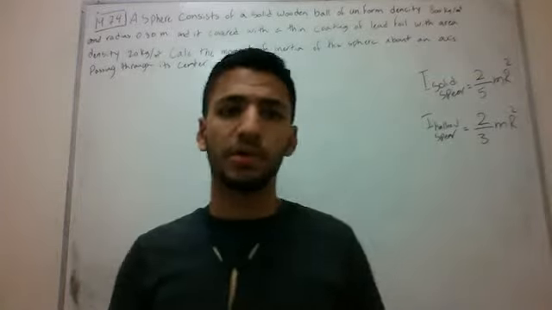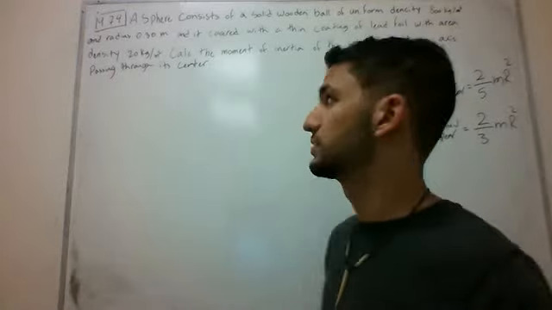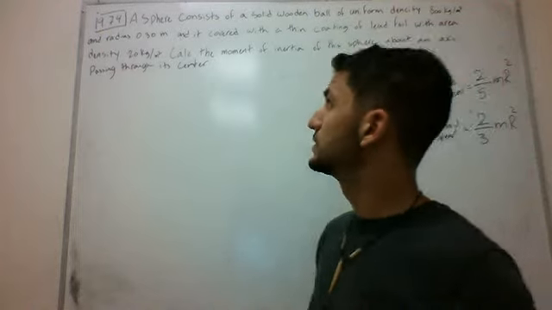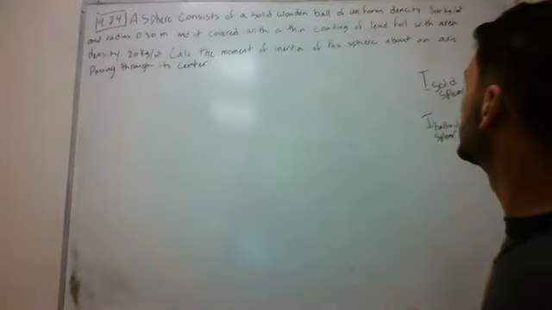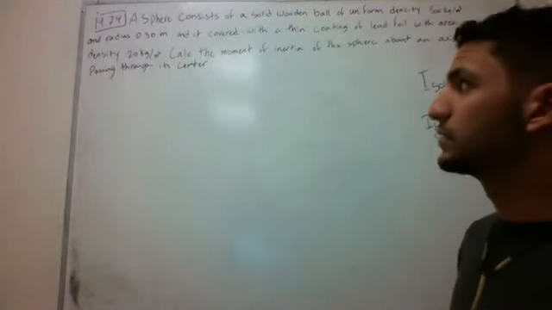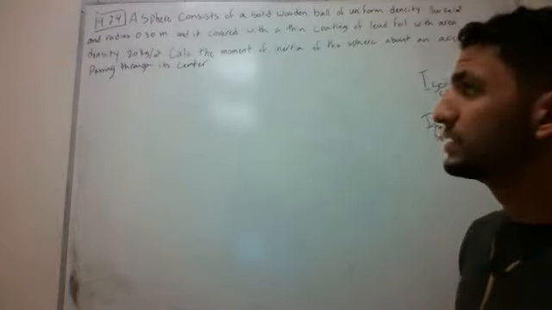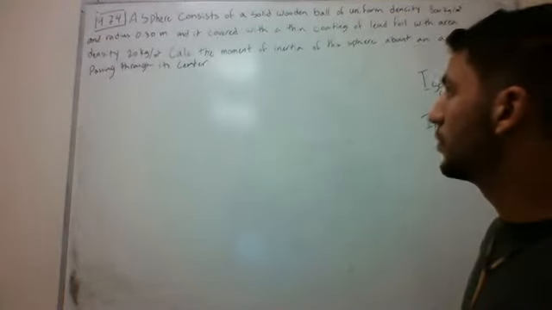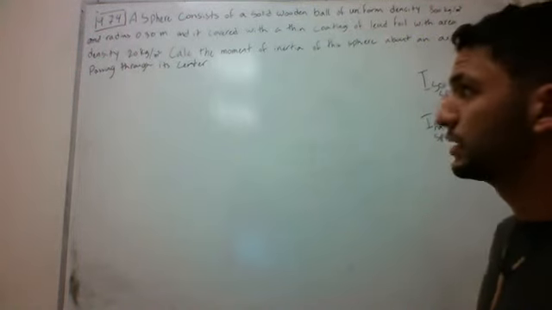Hi everyone, so now we have a question from chapter 9 in physics. Problem number is 9.74 and it says, a sphere consists of a solid wooden ball of a uniform density of 800 kilograms per meter cubed and a radius of 0.3 meters, and it's covered with a thin coating of lead foil with an area density of 20 kilograms per meter squared. Calculate the moment of inertia of this sphere about an axis passing through its center.